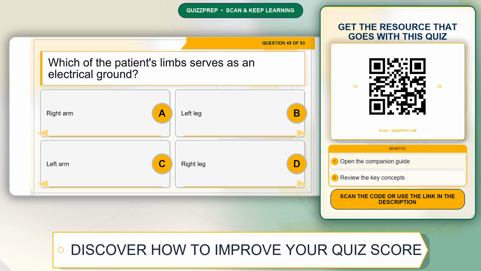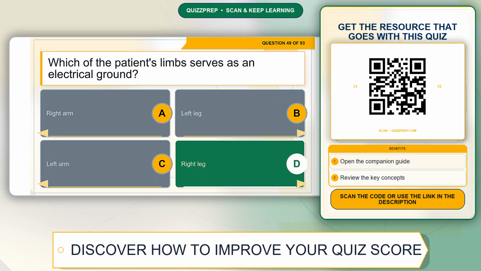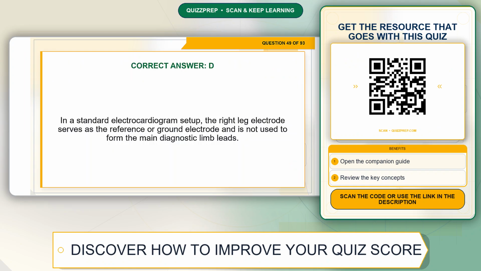Option A, right arm. Option B, left leg. Option C, left arm. Option D, right leg. The correct answer is option D, right leg. Explanation. In a standard electrocardiogram setup, the right leg electrode serves as the reference or ground electrode and is not used to form the main diagnostic limb leads.